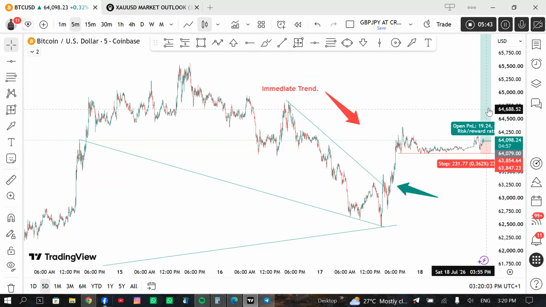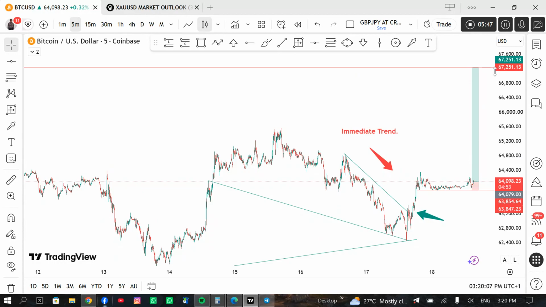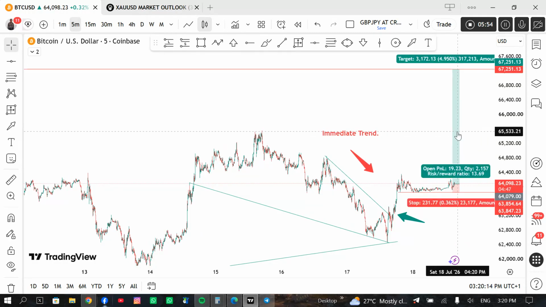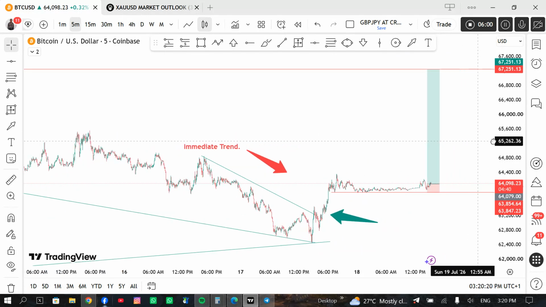And in regards to my take profit level, I am using this $67,000 level as my take profit level. So this is a potential trade of 1 is to 13 risk to reward ratio. So it's a potential opportunity on BTCUSD. So this is a good time to buy.